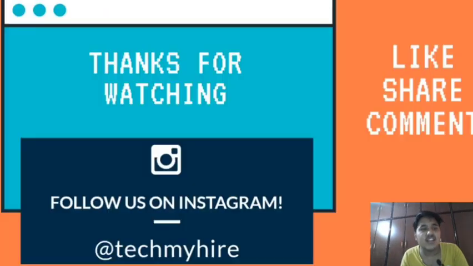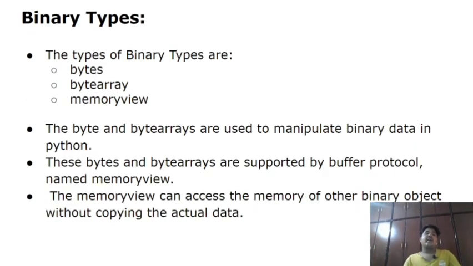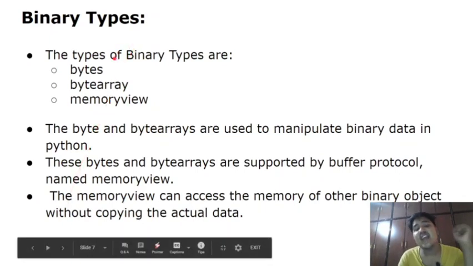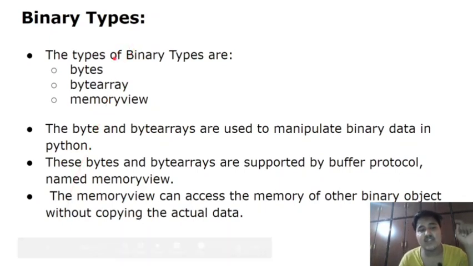We cannot alter that. So we have one more type, that is the binary type. There are three binary types available in Python. The first one is bytes, the second one is bytearray, and the third one is memoryview.